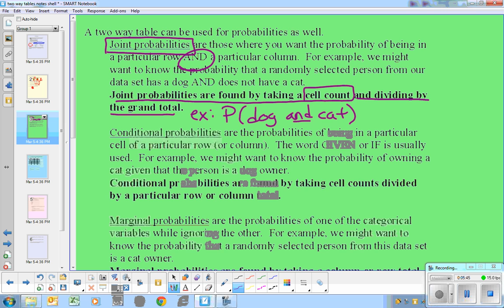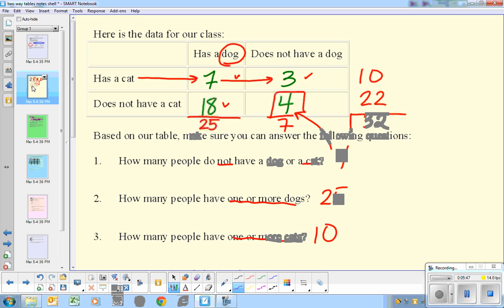Look back at our chart and say, well, I'm trying to find the probability of dog and cat. So which number is that? Well, has a dog, has a cat, is this number right here. So I must be taking this 7, and it's 7 out of what? Out of the grand total. Which number up here is the grand total? This one. So I know that if I want to know the probability that a given student in our trig stats class has both a dog and a cat, that probability is 7 out of 32.